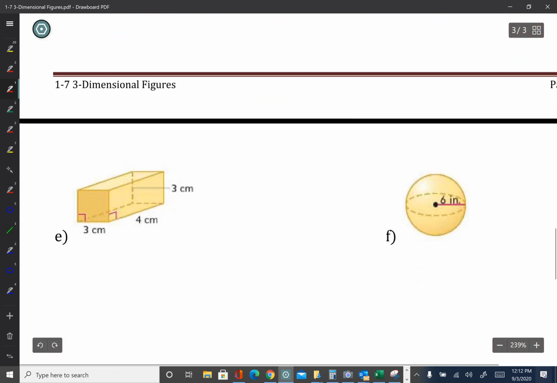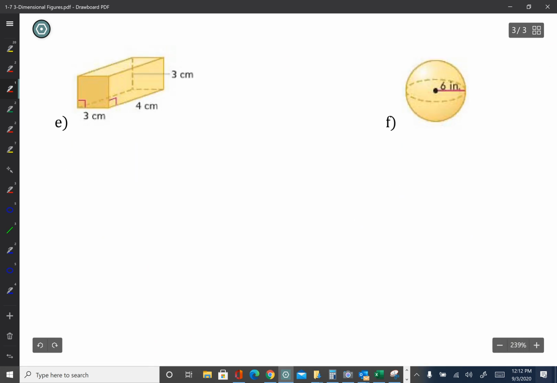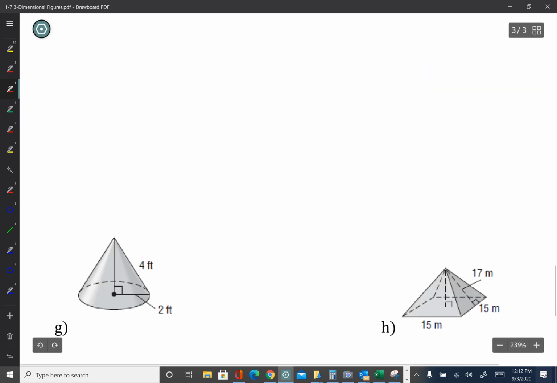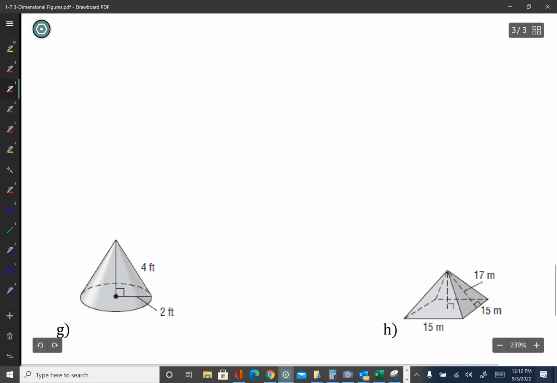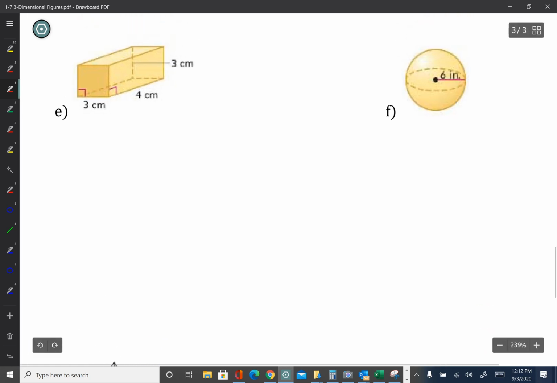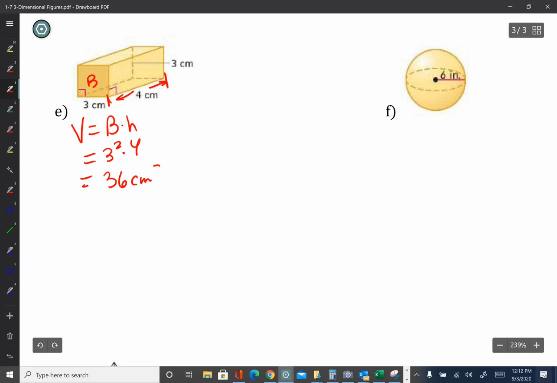All right, we're going to add a couple more shapes here. So let's do letter E and F and G and H, and then we're done, okay? Actually, I'll just go through E very quickly. Volume of the prism is big B H. So let's call this the base, right? So how do I find the volume? Well, I find the area of the base, which is 3 squared, because it's a square. How far is the height? The height is the distance between the two bases, so it's 4. So this is 9 times 4, so this is 36 centimeters cubed.